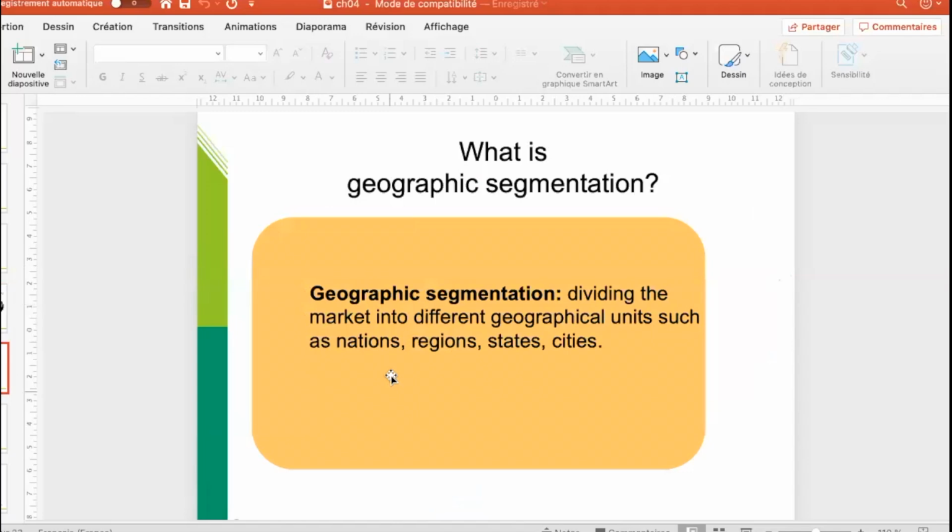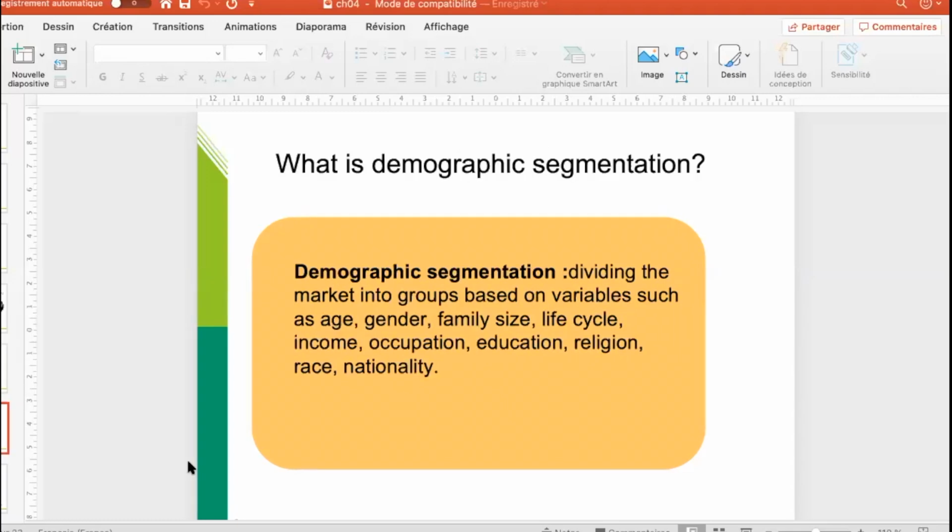One criterion to segment is geographic. We have seen that also in database marketing. Geographic information is important for segmentation because it enables you to divide the market into different geographical units, such as nations, regions, states, cities. You can also divide into urban areas and outside urban areas. Or you segment according to geographical blocks: European Union, US, Asia, and you focus on these geographical blocks. We can also segment customers according to demographic information.